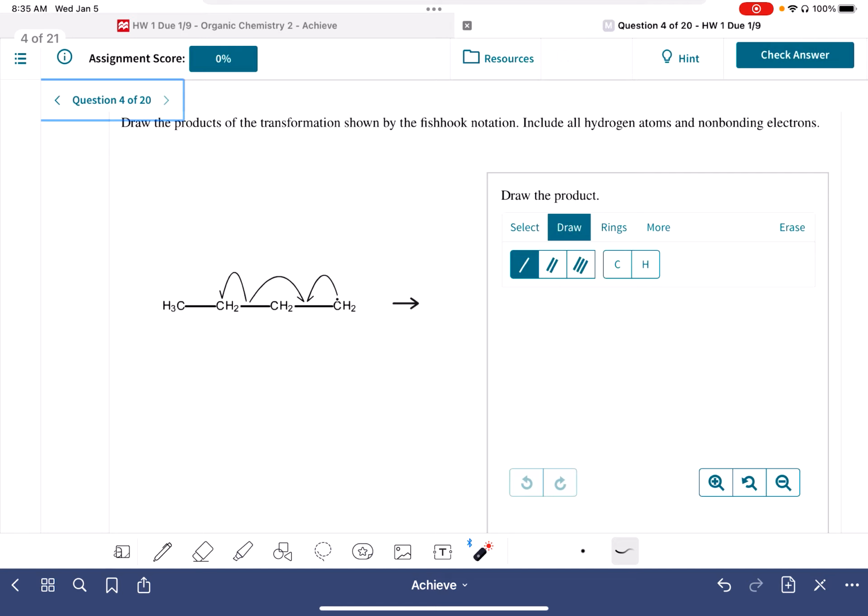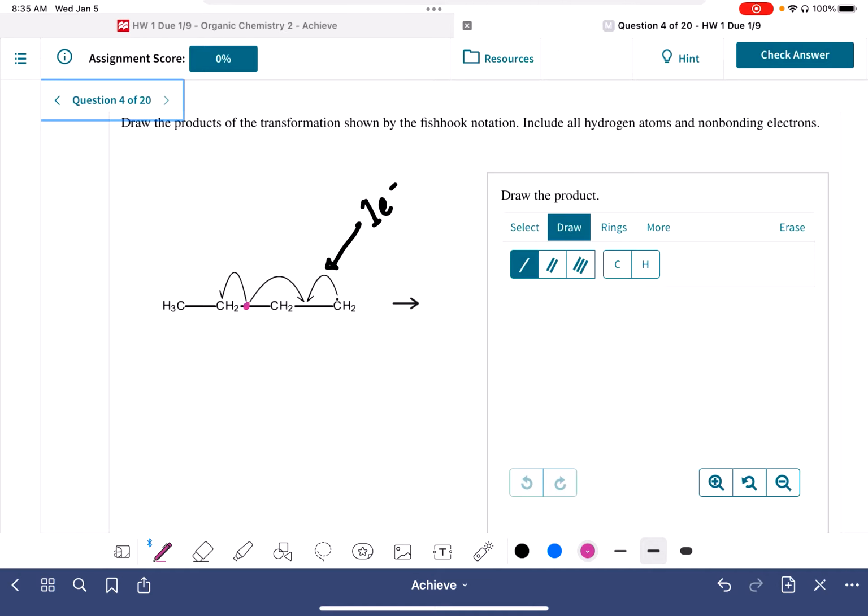Question number 4. You are being given a mechanism and you're asked to draw the product. So notice that these are half arrowheads or fish hook arrows. These each indicate the movement of just 1 electron. So for these arrows we're looking at a movement of a total of 3 electrons. We've got 2 arrows coming out of this bond right here, which means that both of the electrons, the 2 electrons in this bond, are being moved. That would mean that this bond is breaking. It's not going to exist anymore.